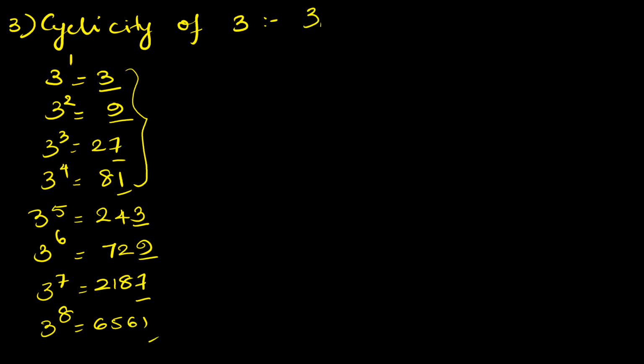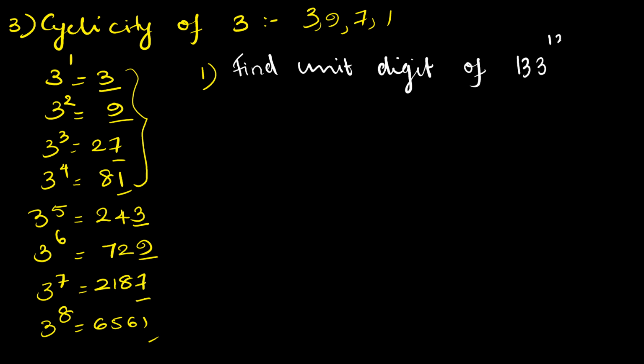So the numbers 3, 9, 7, 1 repeat themselves after a cycle of 4. So to find the unit digit of a number ending in 3, what we have to do is divide the power by 4. For example, find the unit digit of 133 raised to 133. Here the unit digit is 3 and the power is 133. We know that these 4 numbers are repeated after a cycle of 4.